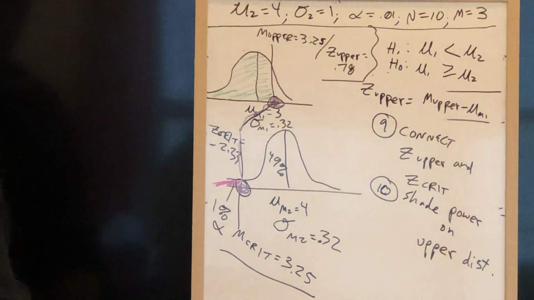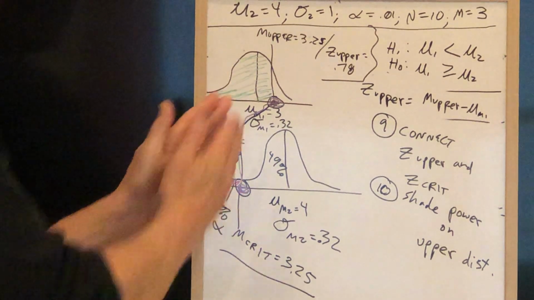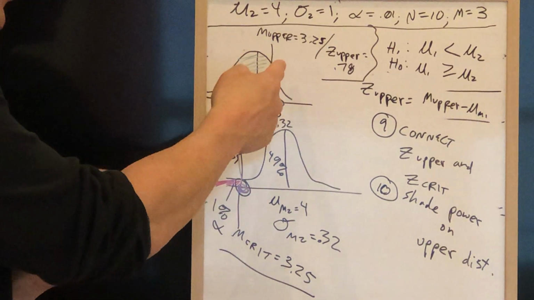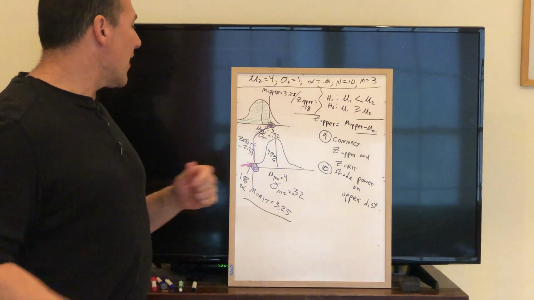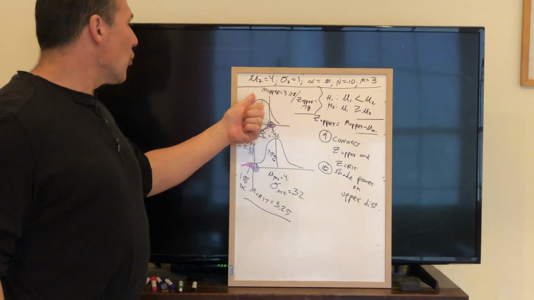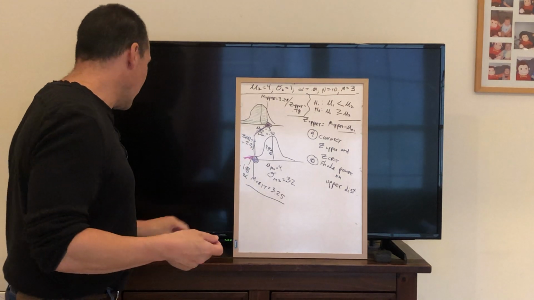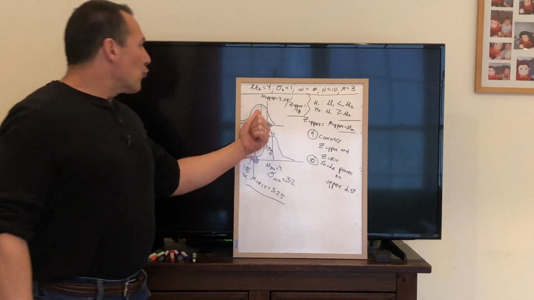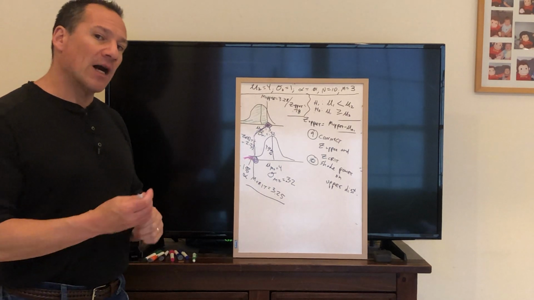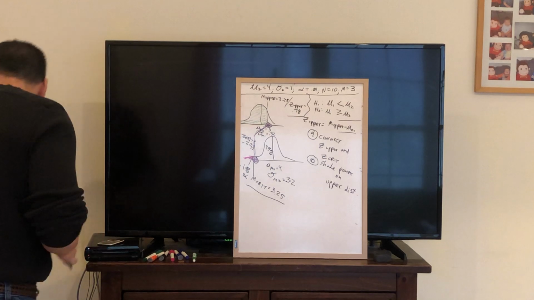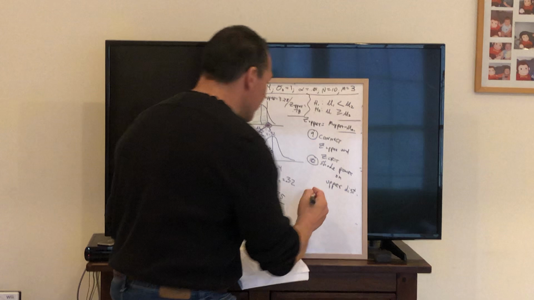Everything to the left of that same point, a raw score of 3.25, on that upper distribution is power. If we were going to carry out the hypothesis test, any score to the left of that point would be extreme enough to reject the null hypothesis. So that green area is power, which is the probability of rejecting the null hypothesis if we were going to carry out the hypothesis test. So that's step number 10. We're just about done. Let's go to step number 11.